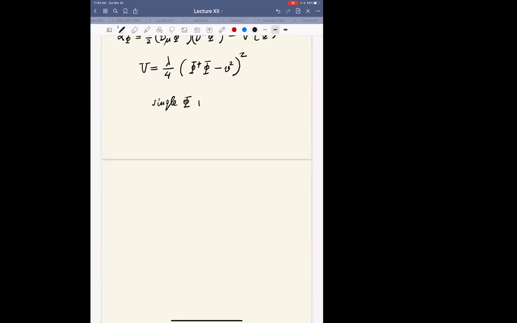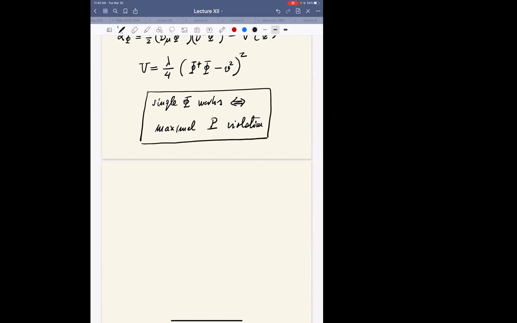A single phi works. This is equivalent to maximal parity violation. This is not emphasized enough in the books. I'll come back to this.